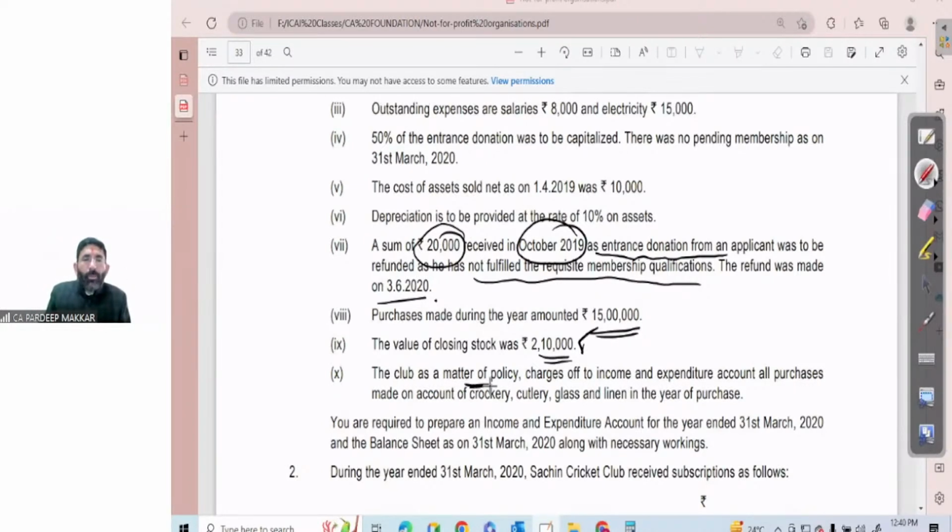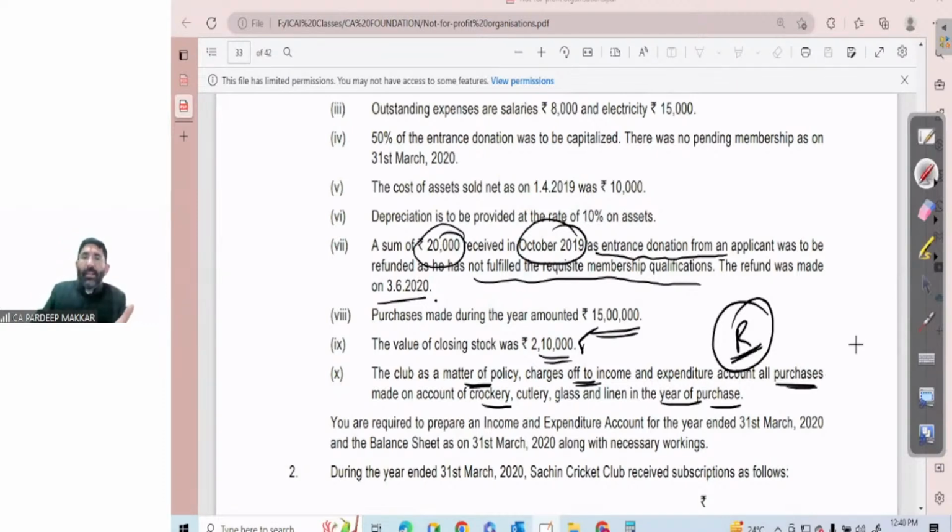The club, as a matter of policy, charges off to income and expenditure account all purchases made on account of crockery in the year of purchase. So this is about the linen, etc. Whatever we have been given, that is assumed as a revenue expense. It is specifically mentioned here, or it may be treated as capital if it is mentioned that it is to be treated as an asset.